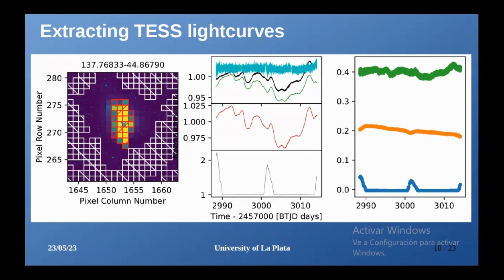So you see here a 20 by 20 pixel image of one of the bright targets, where you see the selection of the background in white and the mask in red. In the middle panel, you see in the lower part the flux from the background, which reflects the effect of the systematics. This is the effect of scattered light, which is repeated within the time window of 27 days, because within this window TESS orbits Earth twice.